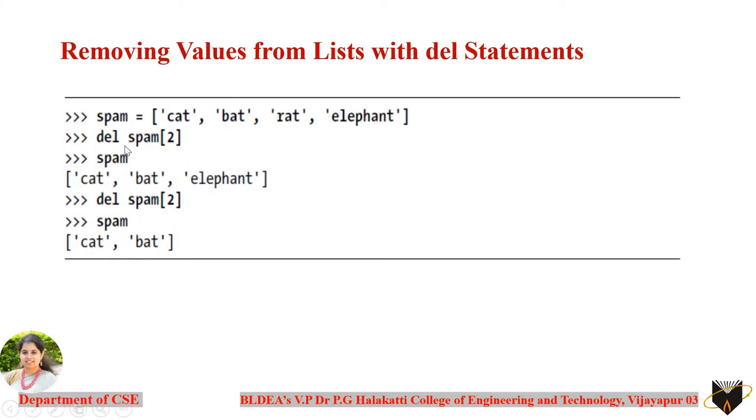And if we use a delete function on the list variable with a specific index value, this is going to delete that particular element present at this index value. For example, in this case, it is going to remove the rat element here.